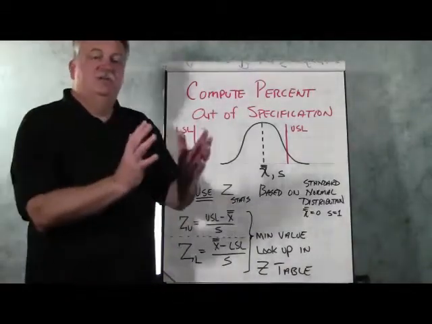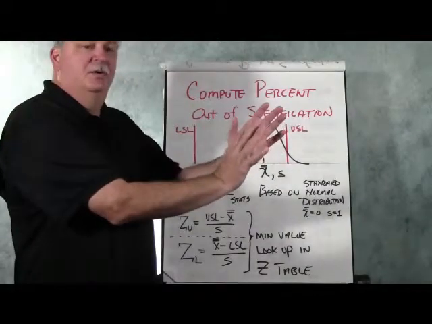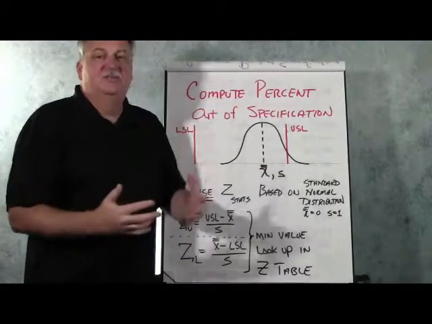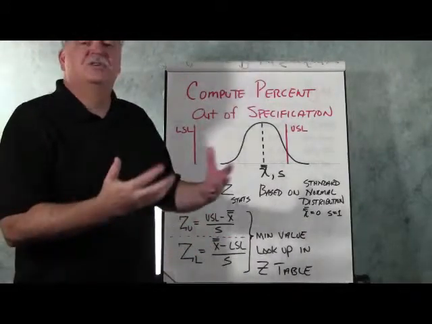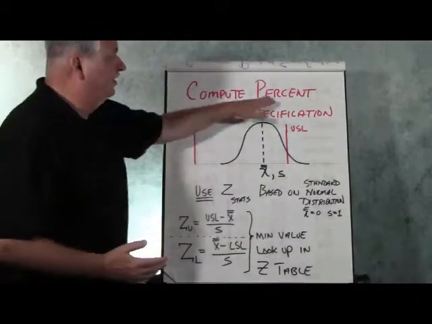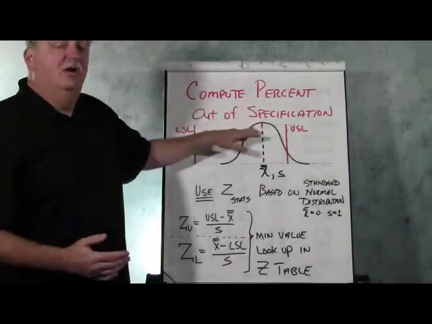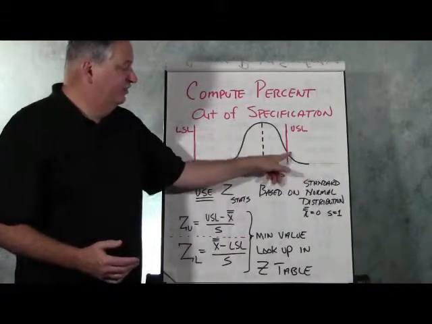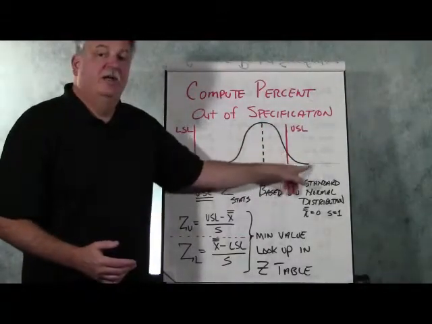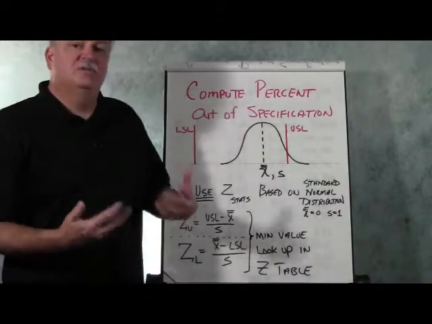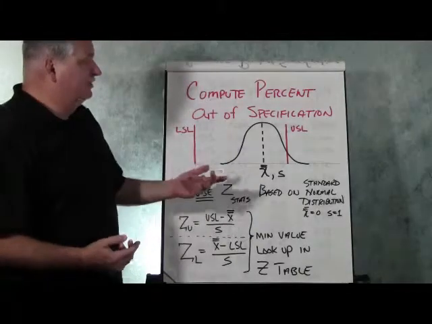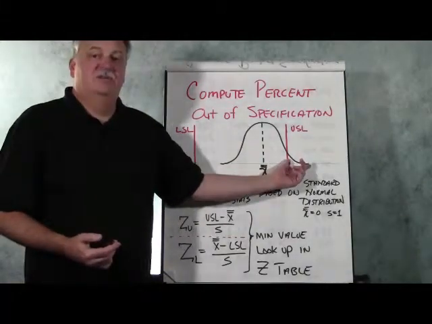All right, so we see that our process is shifted over. We see that we have a CPK that is less than 1.33. So what does that mean? Well, we can figure out how much of our distribution is generating parts or products that are not conforming to the specification. So what's that percentage that's outside of the specification?